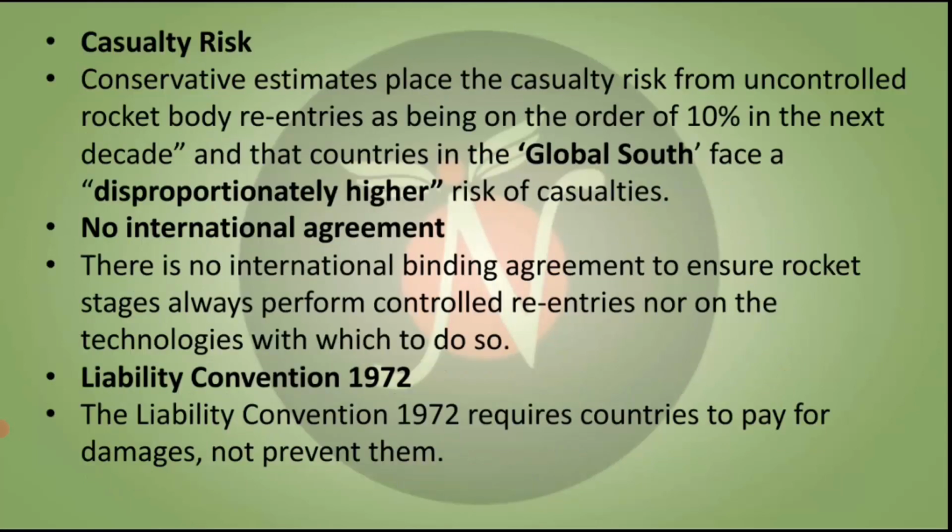Then there is casualty risk. Conservative estimates place the casualty risk from uncontrolled rocket body re-entries as being on the order of 10% in the next decade, and that countries in the global south face a disproportionately higher risk of casualties. There is no international binding agreement to ensure rocket stages always perform controlled re-entries, nor on the technologies with which they do so. Then there is the Liability Convention of 1972, which requires countries to pay for the damages and not prevent them in case of uncontrolled re-entry.